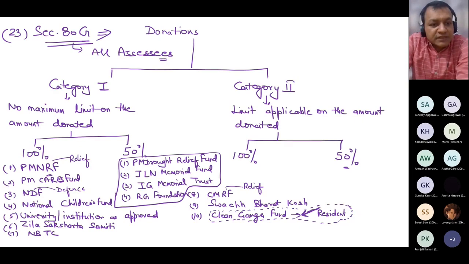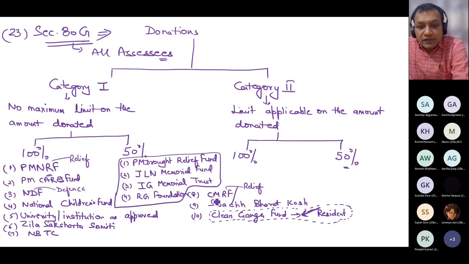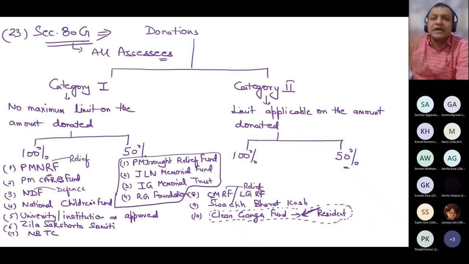Prime Minister National Relief Fund, PM Cares Fund, National Defense Fund, National Children Fund, University or institution approved, Jila Saksharta Samiti, NBTC, National Blood Transfusion Council, Chief Minister Relief Fund, Swachh Bharat Kosh, Clean Ganga Fund. Now in Delhi, because there are some places where the CM does not sit, like in Chandigarh we have a Lieutenant Governor, in Delhi also we have an LG. So rather than CM, for some union territories it is the Lieutenant Governor Relief Fund. So both are the same. It only depends upon the area or state. In these, whatever you donate, 100% is the deduction.